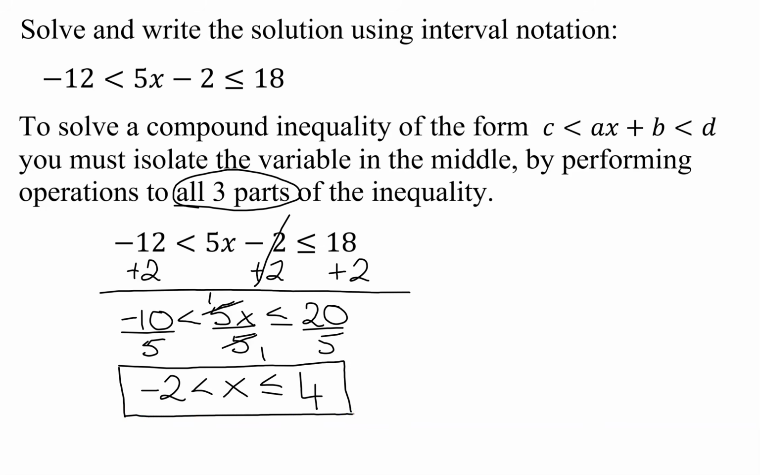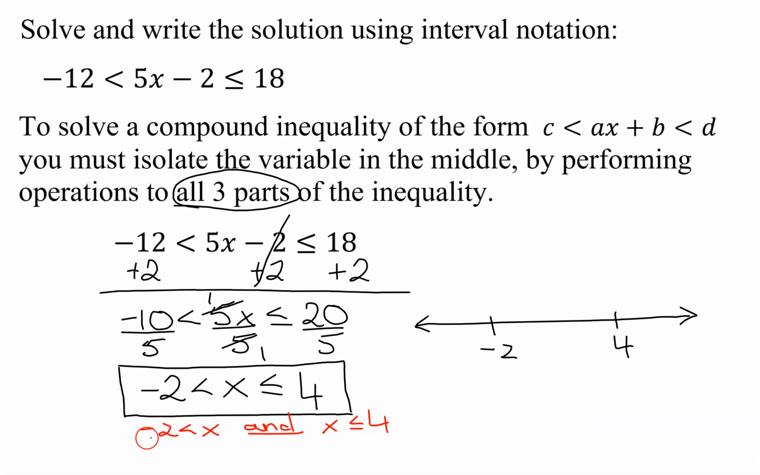Now we have to write it in interval notation. And the simplest way to do that often is to graph it first. And the two numbers I'm interested in are negative 2 and 4. So what does this statement mean here? If I break it down into its two parts, it means negative 2 is less than x and x is less than or equal to 4. Both of them have to be true at the same time.